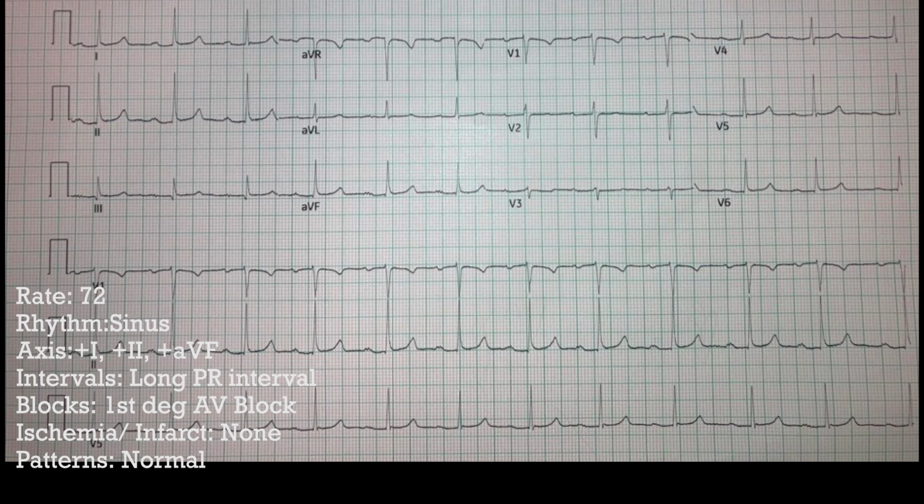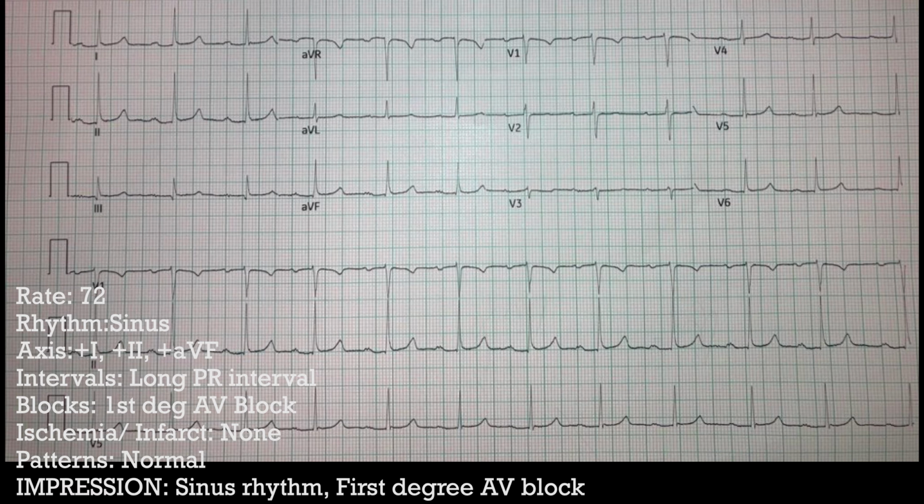So let's put it all together. We have a rate of 72, which is normal. We have sinus rhythm, which is normal. We have normal axis. The intervals have a long PR interval, which corresponds with the first degree AV block. No obvious ischemia or infarcts, and no obvious pattern recognition stuff otherwise. So we'll call this sinus rhythm with a first degree AV block.